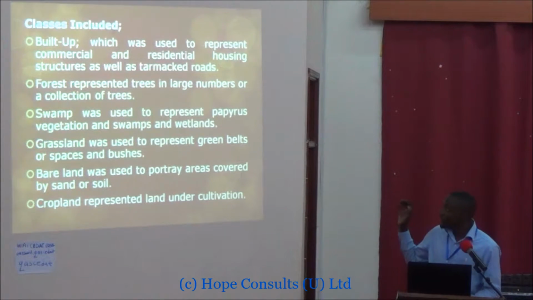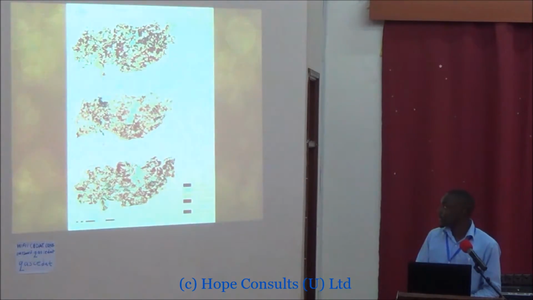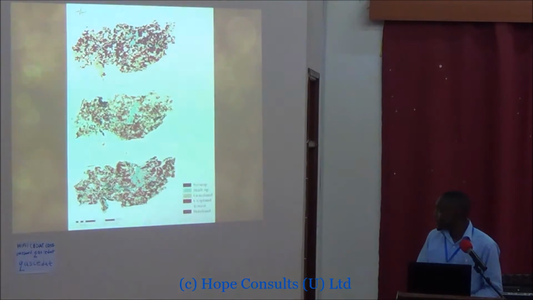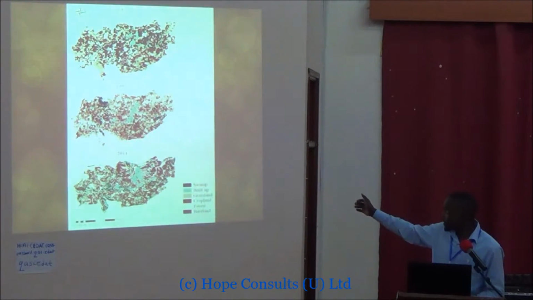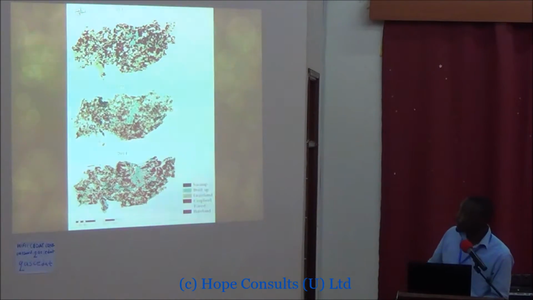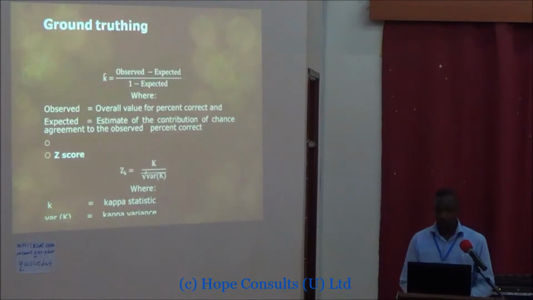These were the six classes that I came out with: built-up area, forest area, swamps, grassland, bare land, and cropland. So that is what the classification looked like at the end. The representation of the colors is there. I don't know if it's very clear from where you are, but that is what came out.